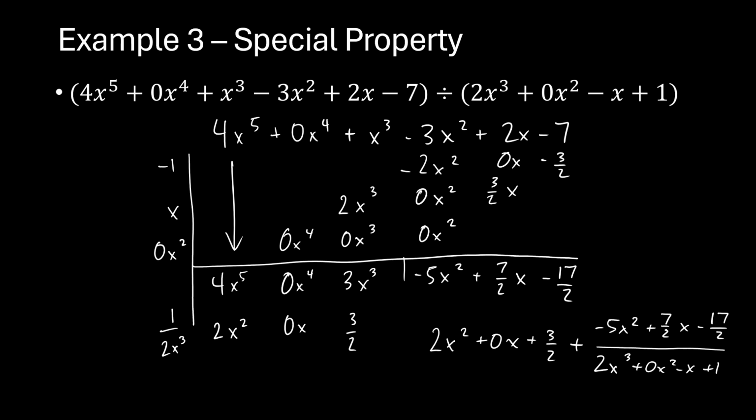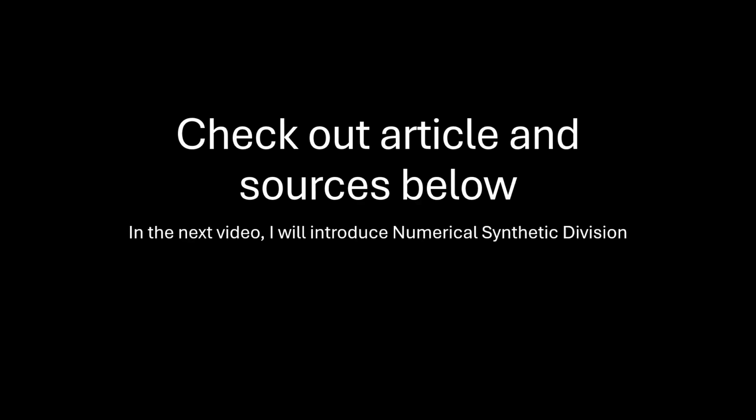But for right now, the important thing to get across is that there's clearly place value involved. There's things canceling out, and all the places are lining up. And this shows that it is possible to use something like this with numbers. And that's what I'm going to show in the next video. I'm going to show some examples. I'm going to introduce numerical synthetic division.